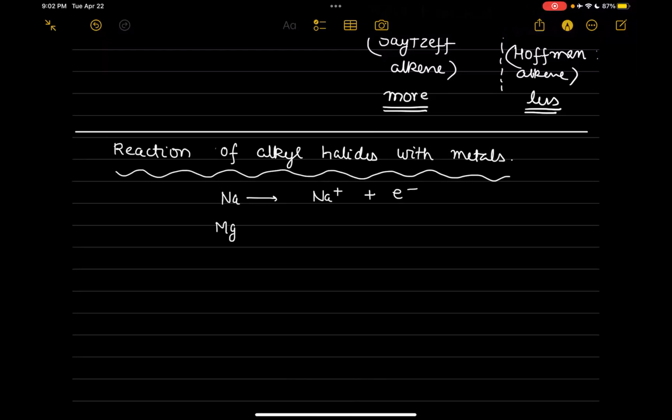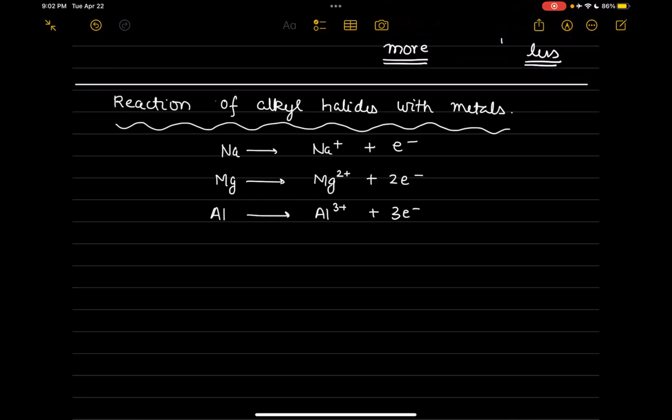Magnesium, magnesium atomic number is 12, 10 plus 2. So magnesium is going to give 2 electrons. Aluminium, it is the 13th element. So it is going to release 3 electrons. I hope this is clear. Okay. So you know that metals are electron donors. And in various reactions, we see different roles of metals.